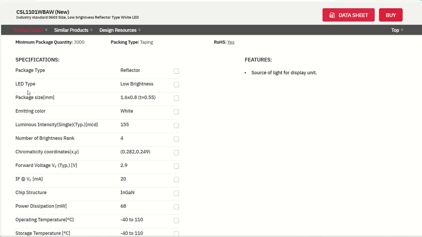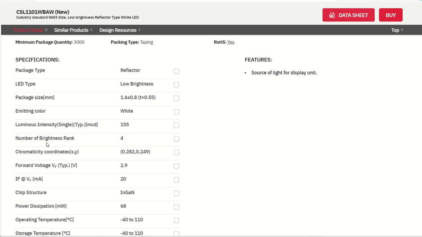flat type, and the LED type is low brightness. We have package size as 1.6 cross 0.8 mm and thickness is 0.55 mm. Emitting color is white. Luminous intensity is going to be around 155. So low brightness means 155. If you have high brightness, it will go up to around 1000 mcd or something like that.